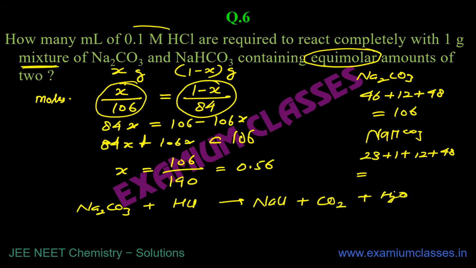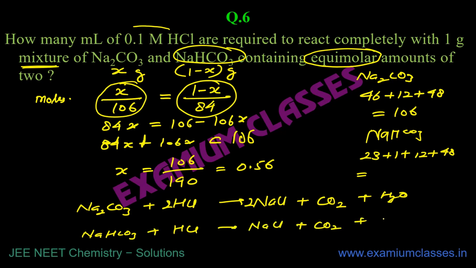Now if you balance, it will be 2 NaCl plus CO2 plus H2O, and here it will be 2 HCl, because there are 2 chlorines. This is the balanced equation. And then this sodium bicarbonate in the mixture will also react with HCl. So NaHCO3 will react with HCl, and it will again give you NaCl, CO2 and H2O. And this is already balanced.